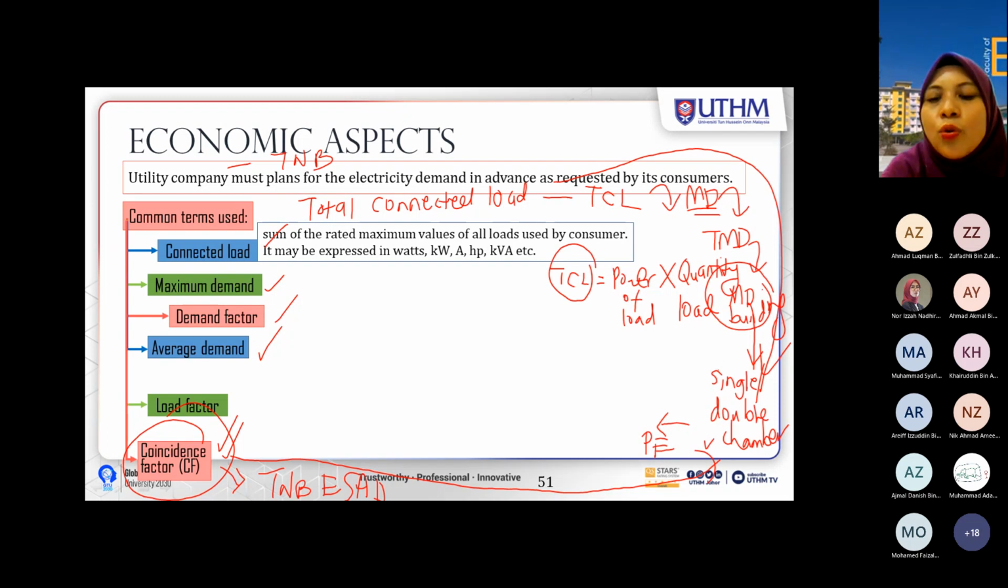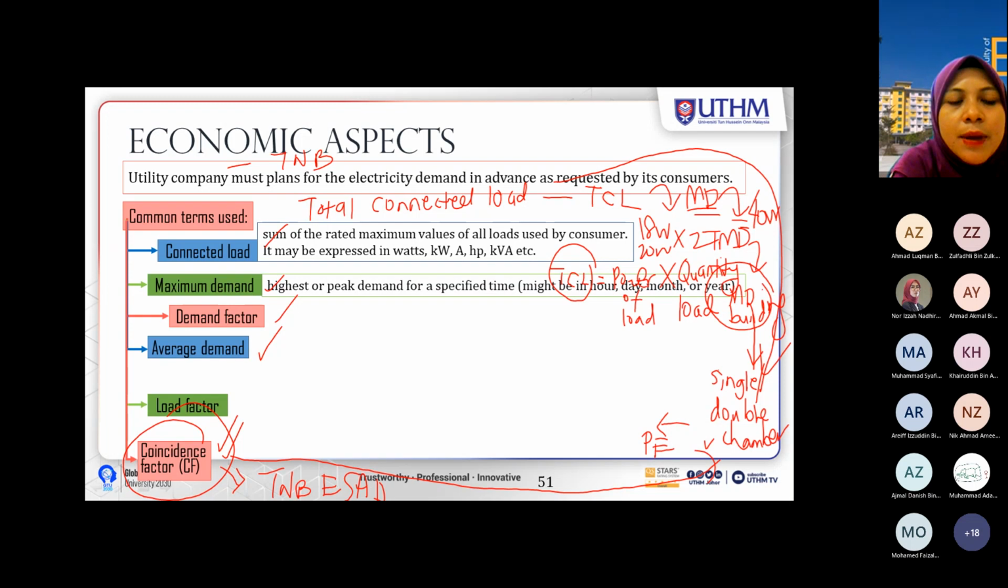For example, say your lamp is 18 watts, or 20 watts. In that area, you design 2 points, for example. Multiply by 2, so 2 points, 2 loads, and your TCL is 40 watts. That is an example. Later we will go into the details. And then maximum demand. Maximum demand is the highest or peak demand for a specified time.